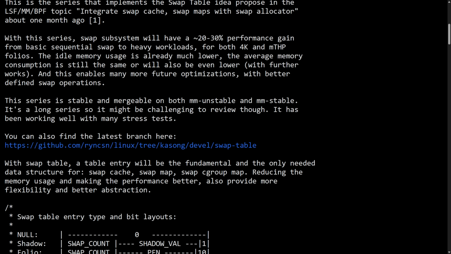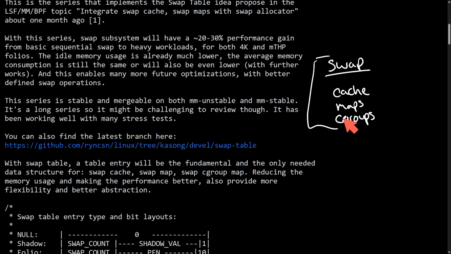We're seeing a one-stop data structure for swap. Traditionally, the kernel swap subsystem has relied on multiple overlapping data structures. Think structures for swap cache, swap maps, and cgroups, and these all would have their own lookup paths, flags, and corner case hacks. What this patch will do is basically eliminate and replace everything with a single swap table. These three things, cache, maps, and cgroups, will all be managed in the table instead.